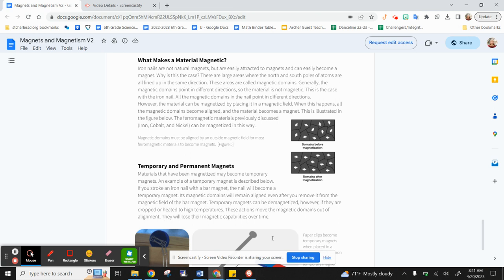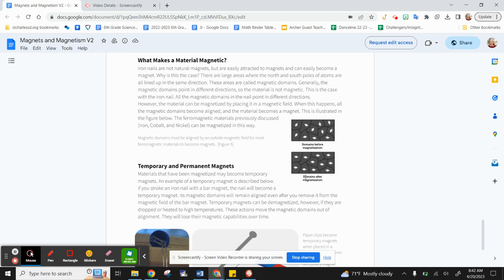That would be like here, if they're all kind of pointing off in random different directions, so it's not magnetic at this point. This is the case with the iron nail. All the magnetic domains in the nail point in different directions. However, the material can be magnetized by placing it in a magnetic field. When this happens, all the magnetic domains become aligned and the material becomes a magnet. This is illustrated in the figure below.